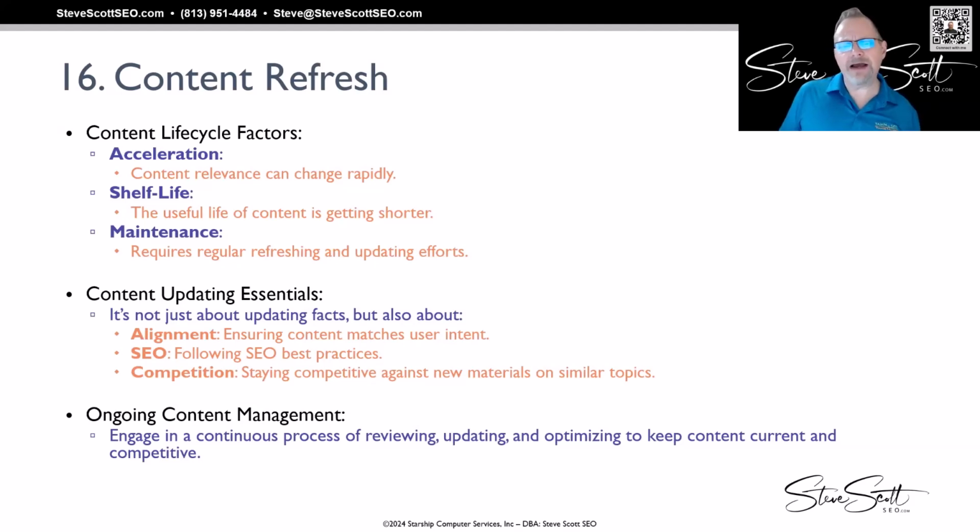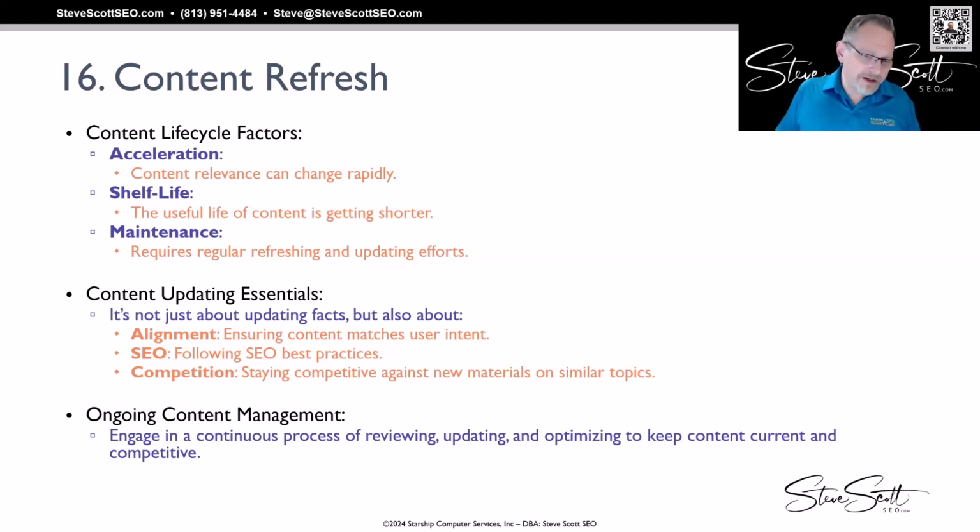Some of these life cycle factors, something we call acceleration: content relevance can change rapidly, right? Depending on if you're in the business of SEO, for example, and you have stuff that's a couple years old, it's probably out of date. And it can change very quickly. So keeping that up to speed. There's limited shelf life for some of these things. The useful life of content is getting shorter and shorter as things keep moving faster and faster. And regular content requires regular refreshing and updating efforts. So we've got to have a maintenance factor going in here.